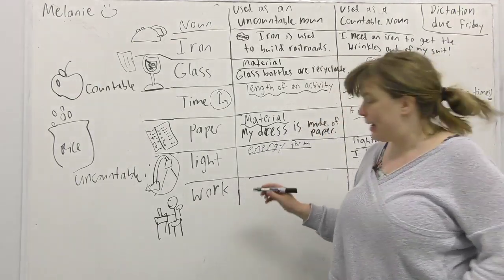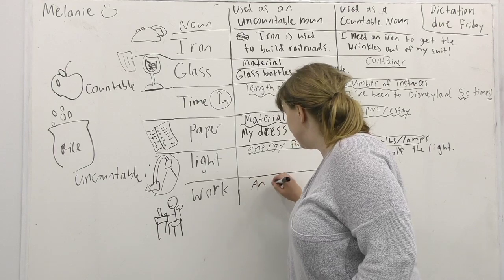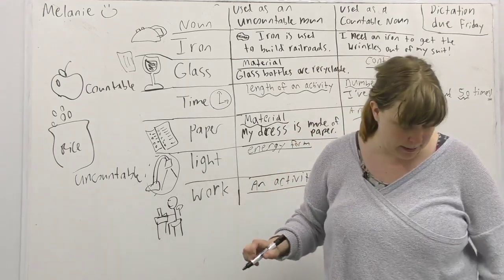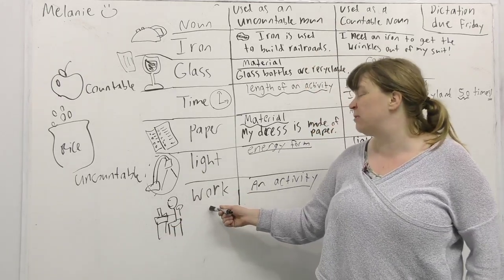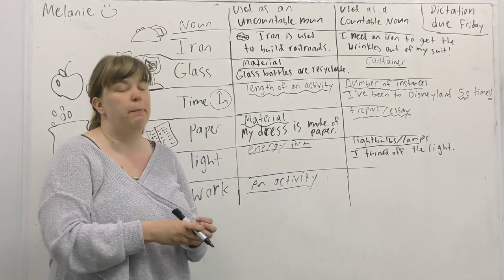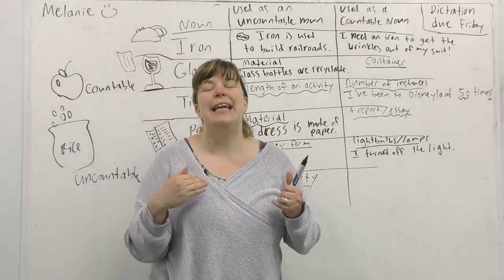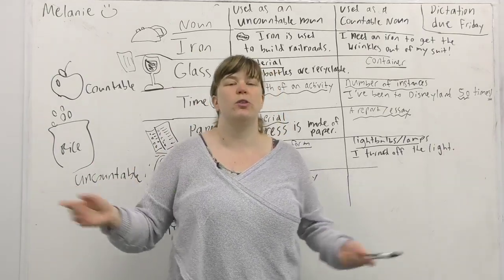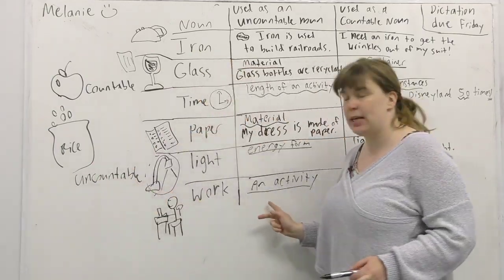And last one, work. Okay. An activity. So typically this refers to school or your job. So for example, I can't go out tonight. I have too much work to do. So you can't count work in this case.